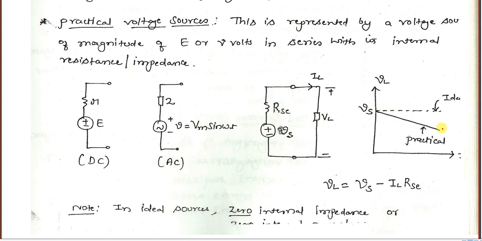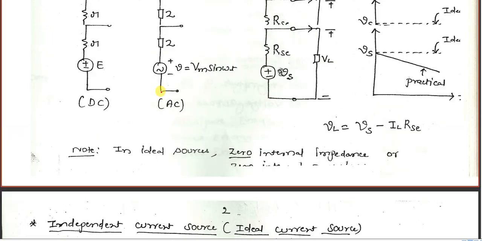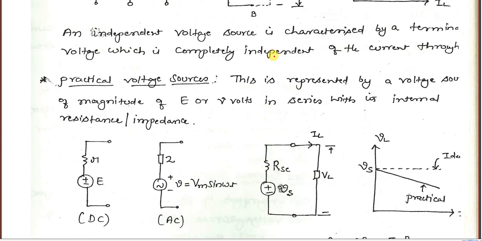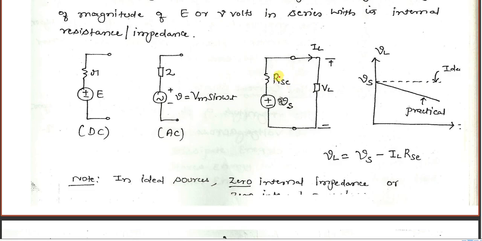The value of this voltage is going to reduce. That is because of this drop, IL into RSC. As IL increases, this drop also increases. So this is IL. As IL increases, this drop also increases, so your VL is actually not constant, it is actually decreasing. So in ideal sources, RSC will be zero internal resistance. This is a short circuit, meaning zero resistance. Practically, it will have some resistance.